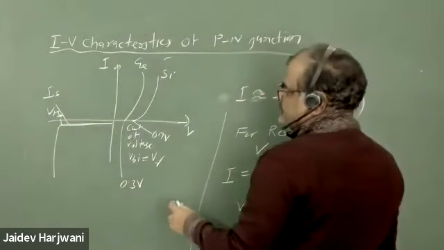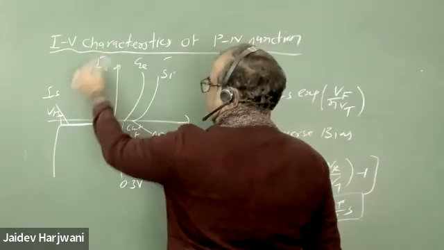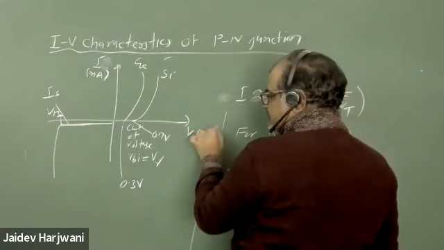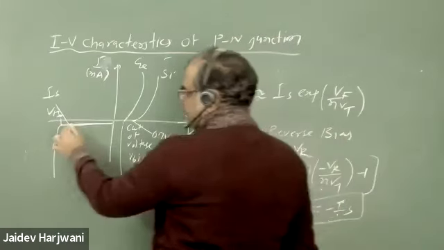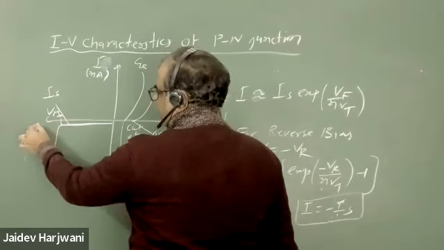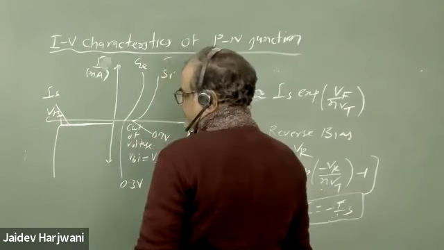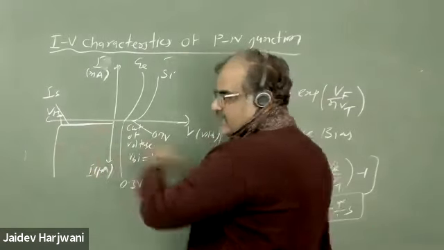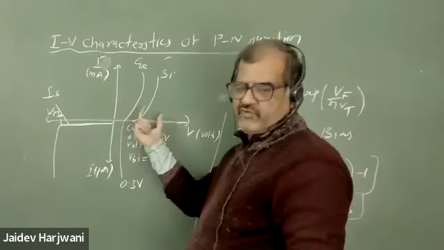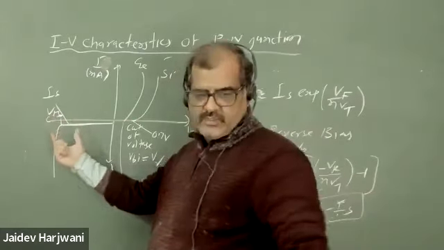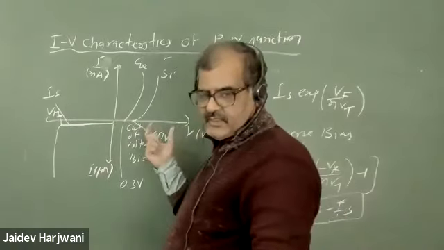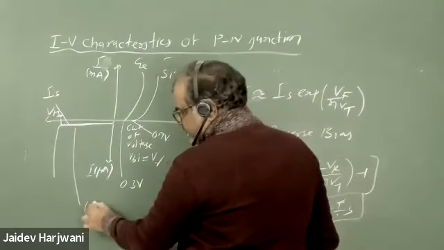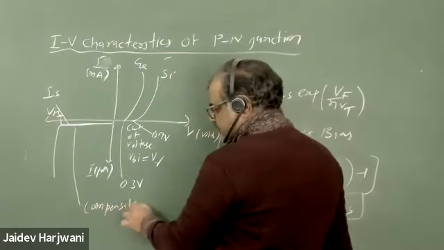Now here you have current in milliampere, and you apply volts on the voltage axis. In reverse bias the current is in microampere. The reverse current is in microampere, so they are not on the same scale. Here you can apply up to 1, 2, 3, 4 volts, and there you can go 5, 6, 10 volts. I'm drawing on the same graph, but the scale is not the same. This is called a compensated scale.